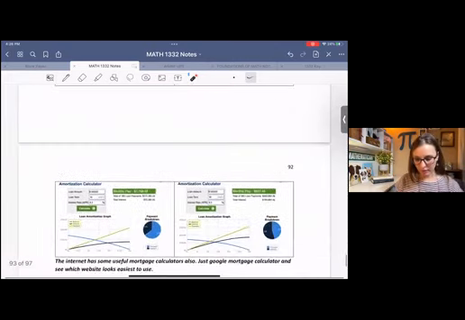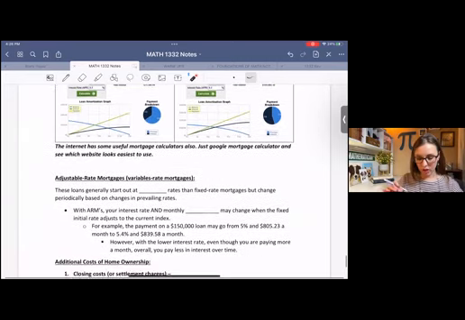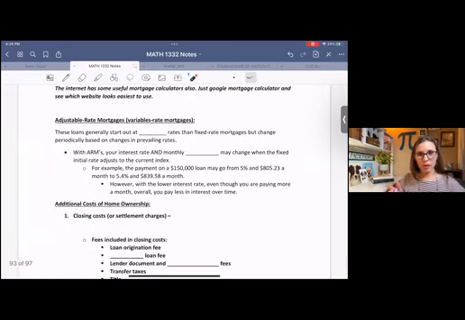So there is amortization. There's another kind of loan that I talked about at the very beginning of the lesson. It was called an adjustable rate or variable rate mortgage. Now, this is a little bit different, and depending on the economy, can be really good or really bad. So these loans generally start out at lower rates than fixed rate mortgages. And that's why they're appealing, because for 4 years, you start out with a much lower rate than a fixed rate.